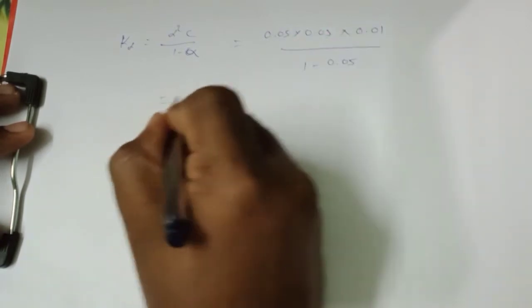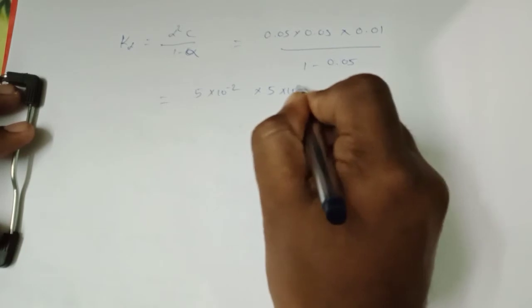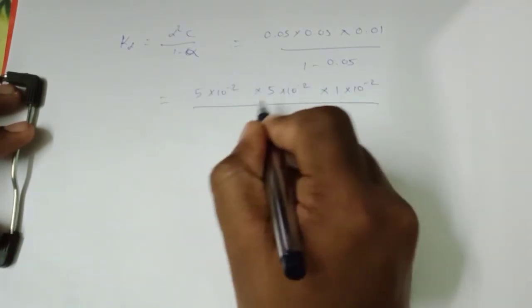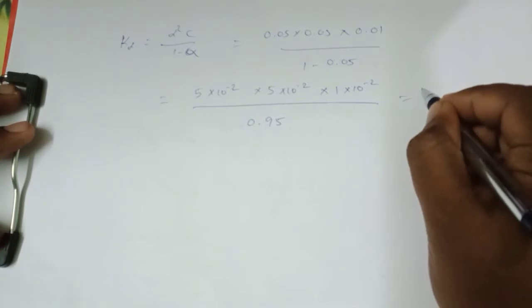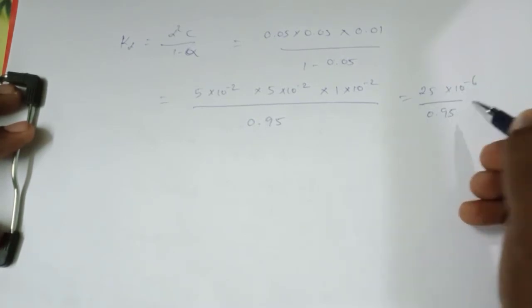0.05 you can write as 5 into 10 to the power of minus 2, again 5 into 10 power minus 2. The concentration you can write as 1 into 10 power minus 2, whole divided by 1 minus 0.05, which is nothing but 0.95. So 5 into 5 is 25, so you can write it as 25 into 10 to the power of minus 6 divided by 0.95.